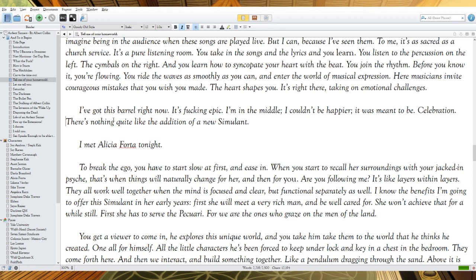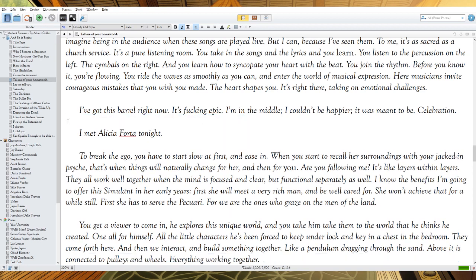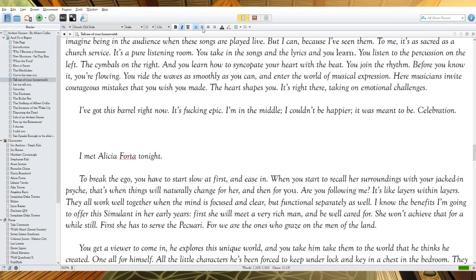Let's see. I got this barrel right now. It's fucking epic. I'm in the middle. I couldn't be happier. It was meant to be. Celebration. We're going to get rid of this. This is going to end the thought. We come back in. We go to the center. And we add some asterisks. I met Alicia Forda.